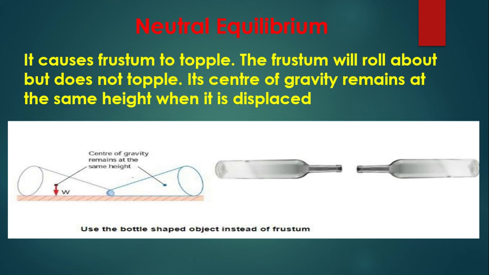Neutral equilibrium. The frustum will roll about, but it does not topple. Its center of gravity remains at the same height when it is displaced.